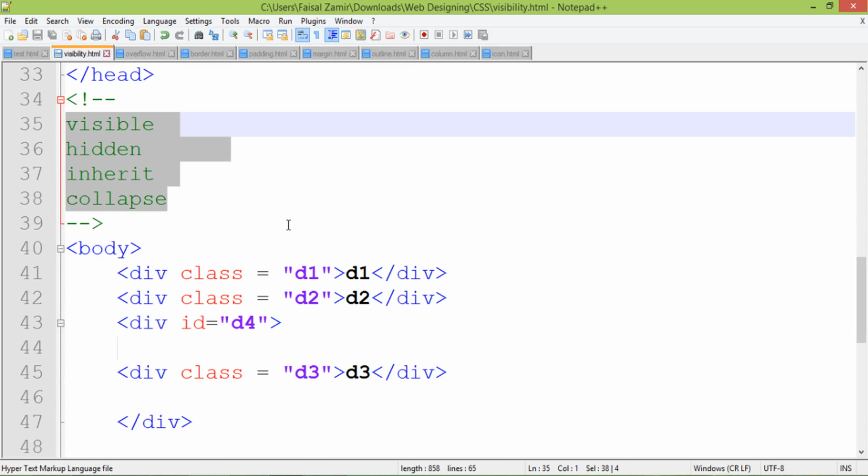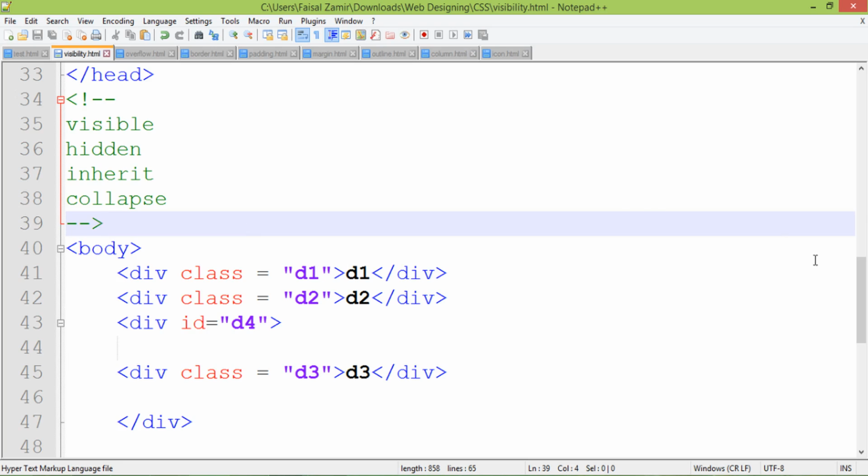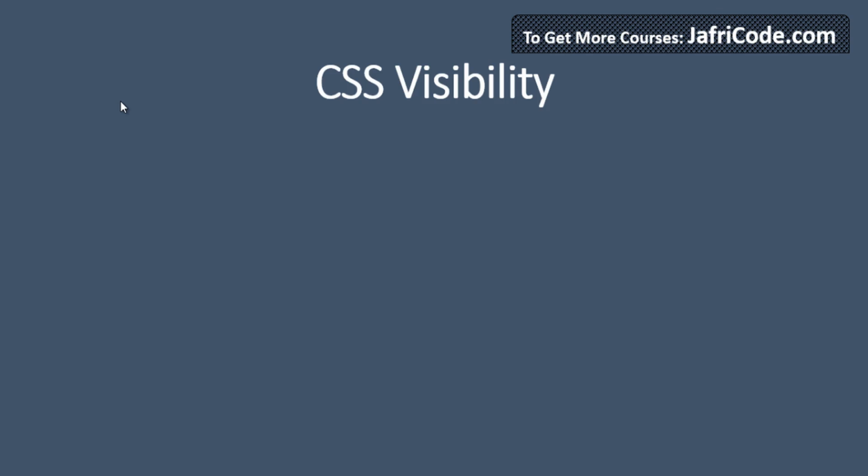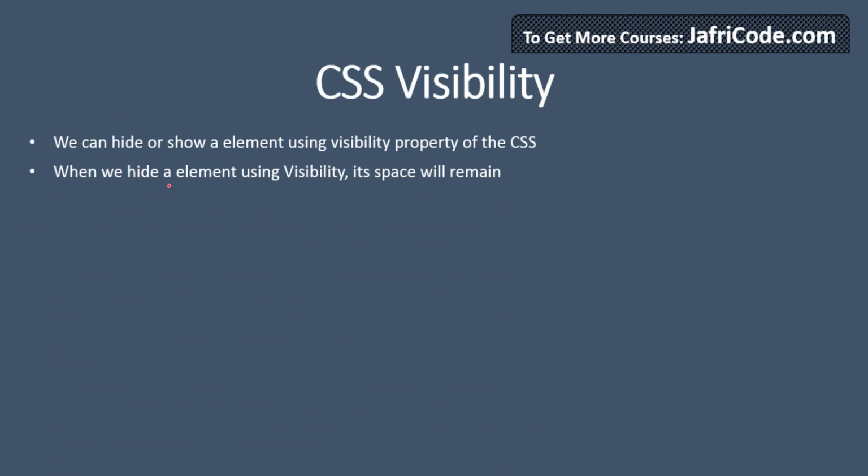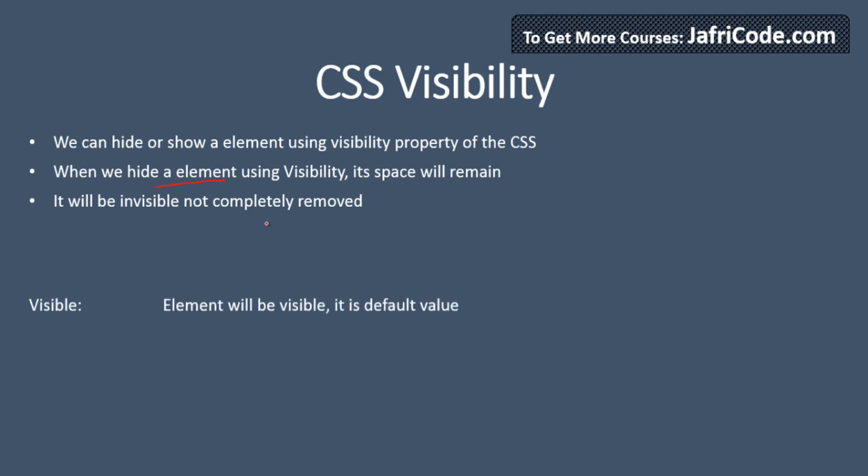So we go to the PPT slide and I share some theoretical concepts about the visibility property. CSS visibility: we can hide or show an element using the visibility property of CSS. When we hide an element using visibility, its space will remain. You cannot remove it completely as we do using the display property. It will be invisible, not completely removed.